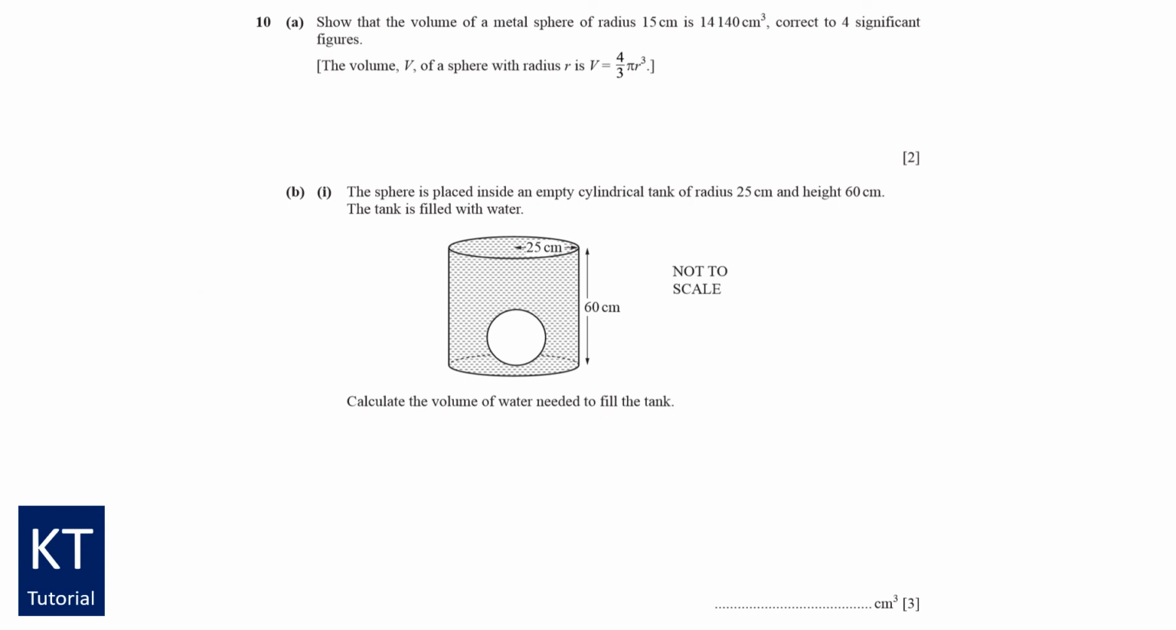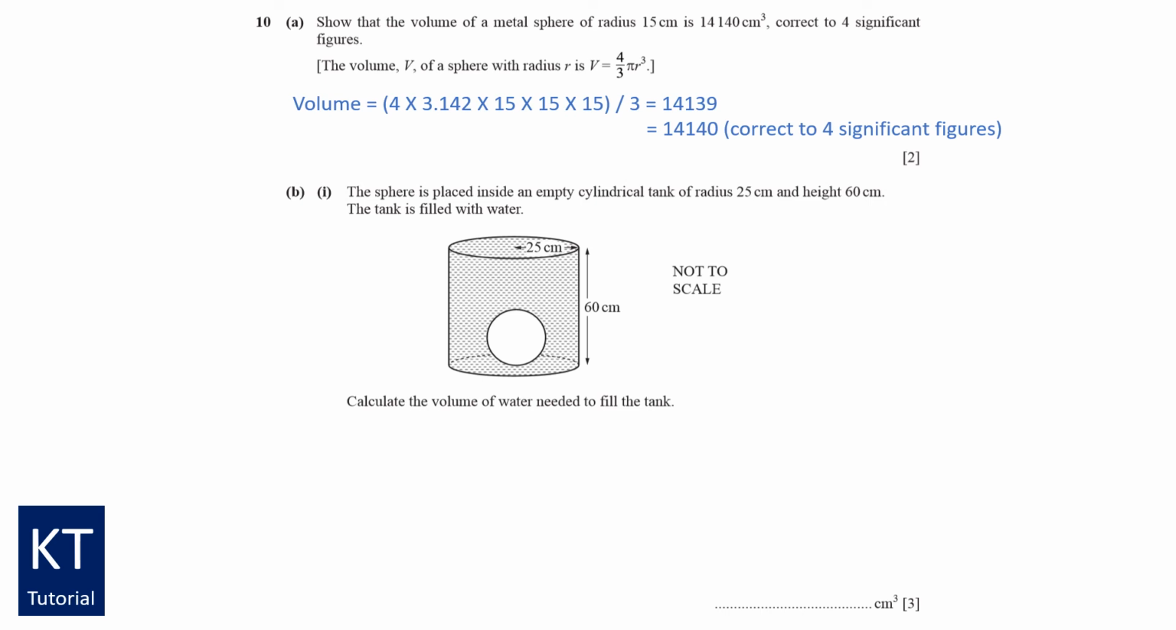Question 10a. Show that the volume of a metal sphere of radius 15 cm is 14,140 cm cubed, correct to four significant figures. We can show this by applying R equals 15 into the given formula.